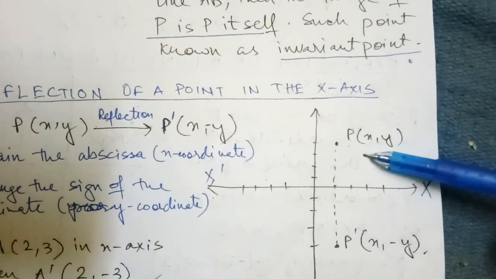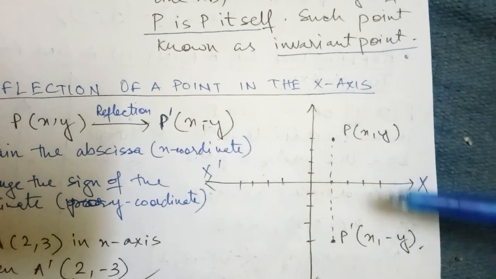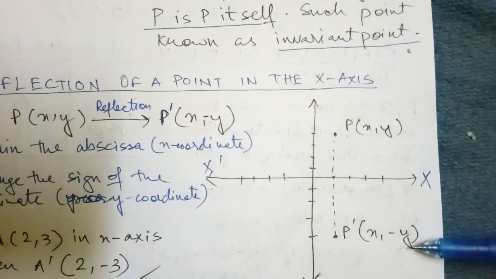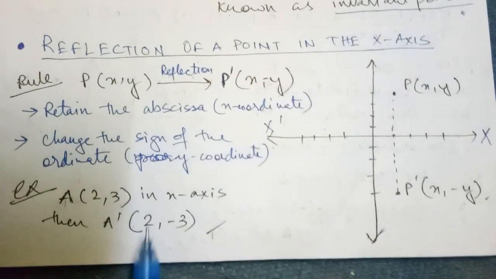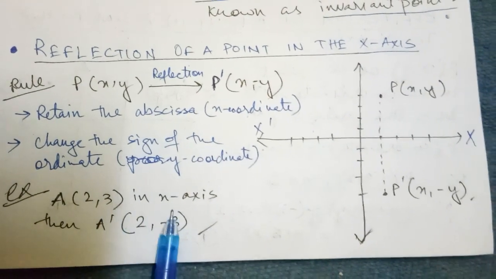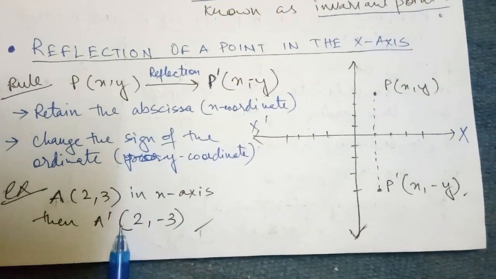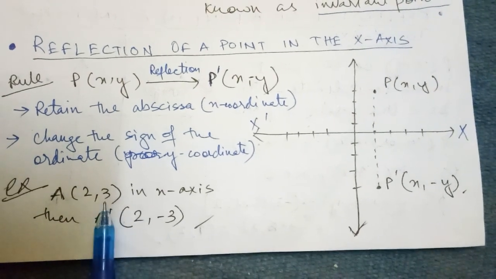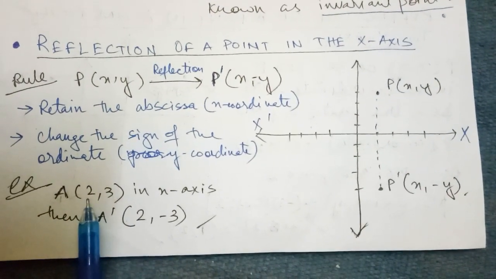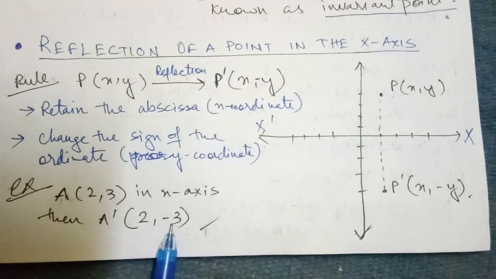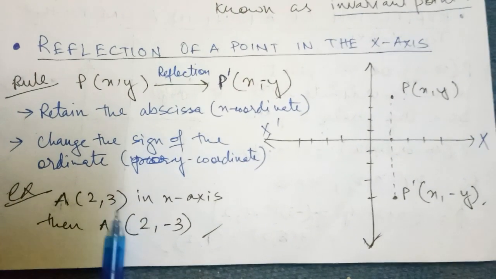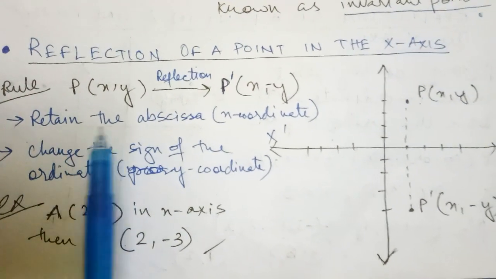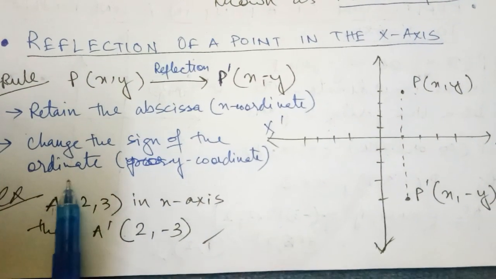When the reflection is in the x-axis, the abscissa will be the same and the ordinate will be changed. Here I have given an example. See, if A is (2, 3), reflected in the x-axis, then A dash will be (2, -3). I told you the abscissa will remain the same and the ordinate will be minus. I have retained the abscissa and changed the sign of the ordinate.